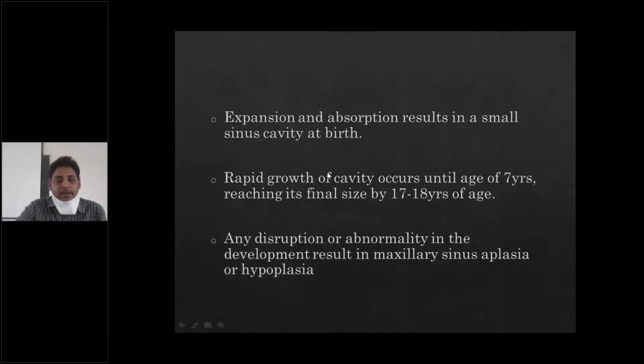Regarding the development of the maxillary sinus, it has a biphasic growth pattern, which means it is present at birth and shows two spurts of growth: the first until the age of 3 to 7 years, and the second spurt up to 17 to 18 years. So by the age of 18 years, the development of the maxillary sinus is completed.